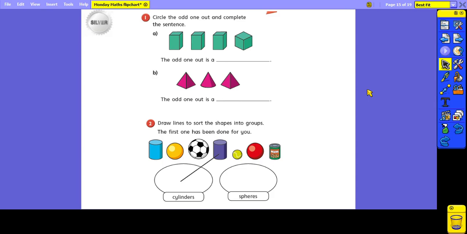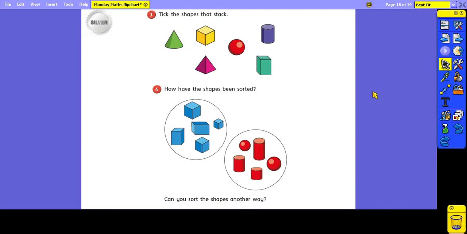And here are your questions for today. So for silver, you need to, for question 1, work out which shape is the odd one out and write its name in the space. For question 2, you are sorting the shapes you have been given into cylinders and spheres. So you need to draw a line to match them to the correct group.